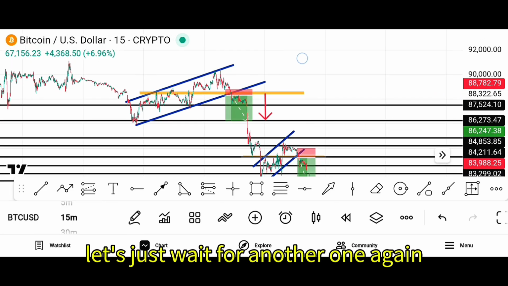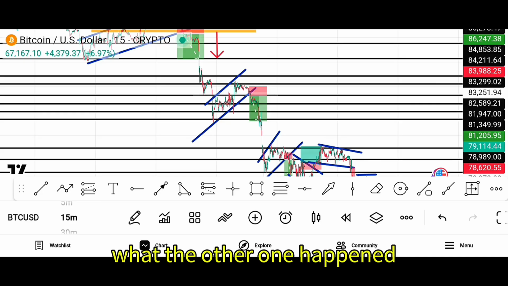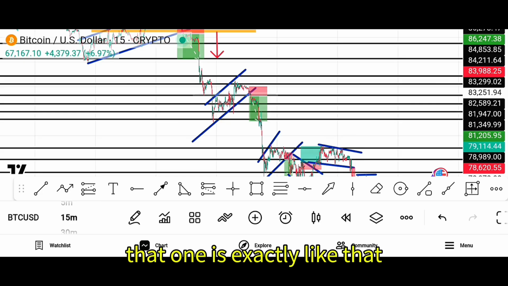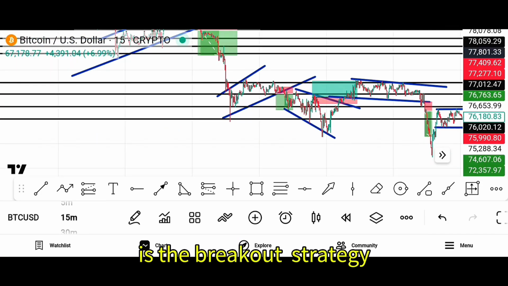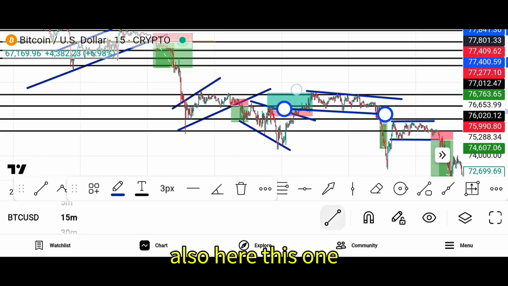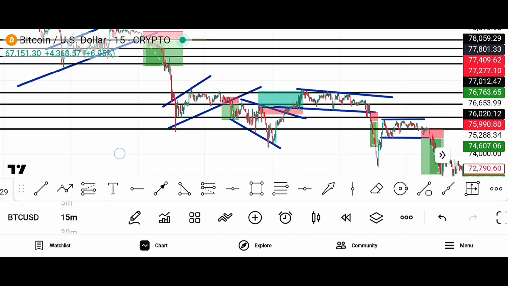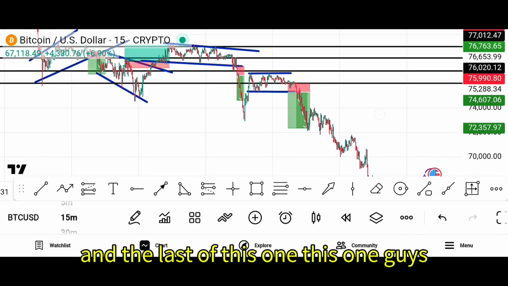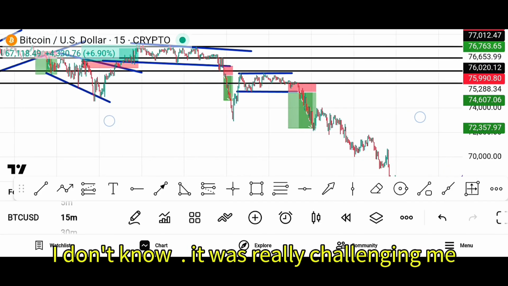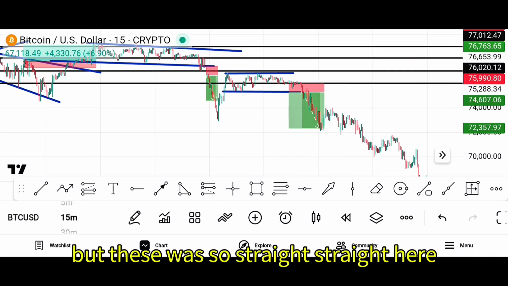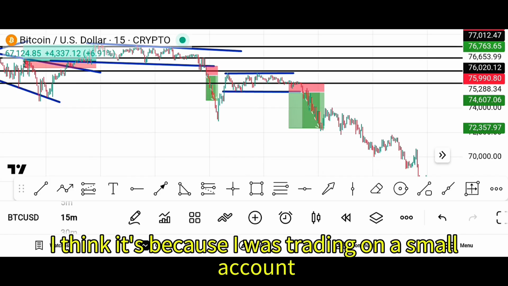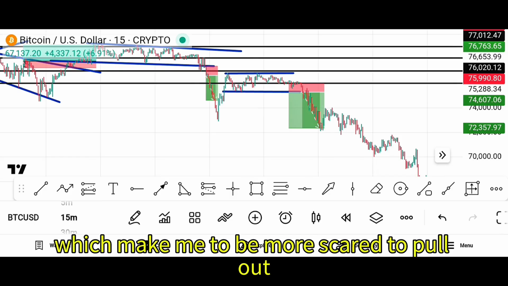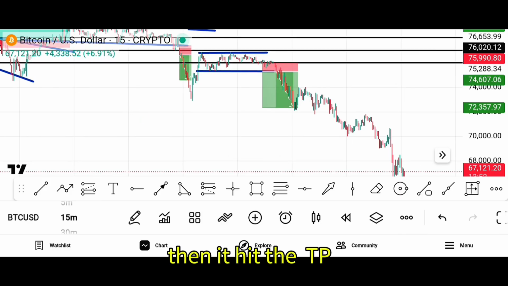Let's wait for another one. As you can see, this is exactly what the other one did. Same story, same strategy. It's the breakout strategy. You can see here, also here, this one. So it hit, this one hit, and the last of this one. This one, guys, I don't know. It was really challenging for me, but it was so straight here. I think it's because I was trading on a small account, which made me more scared to pull out. I don't know, but yeah, and it hit the stop loss.